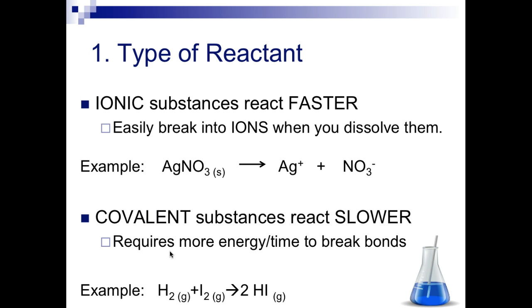So ionic substances react faster. It's easy for ions to break when you dissolve them. So if you take, for example, AgNO3, that would have a fast reaction rate because it's easy to dissolve that into water and it breaks up into Ag+ and NO3-. Covalent substances react really slow. That means it requires more energy or time to break those bonds. So this example, H2 plus I2 yields 2HI. That is going to be a slower reaction rate.